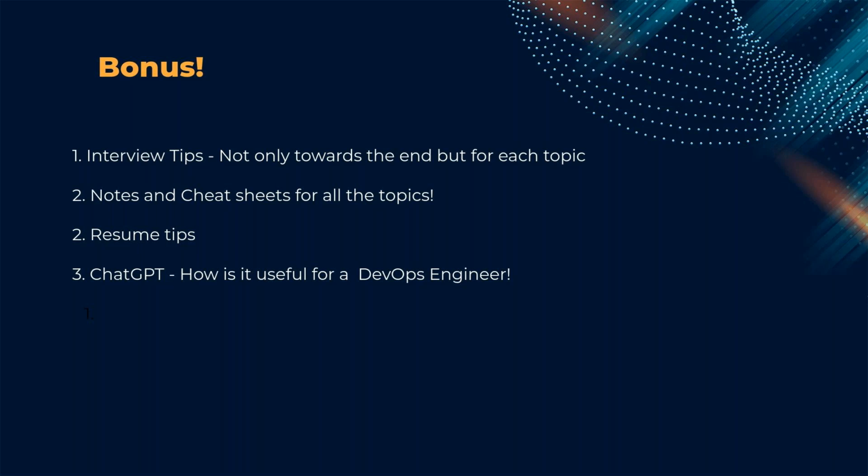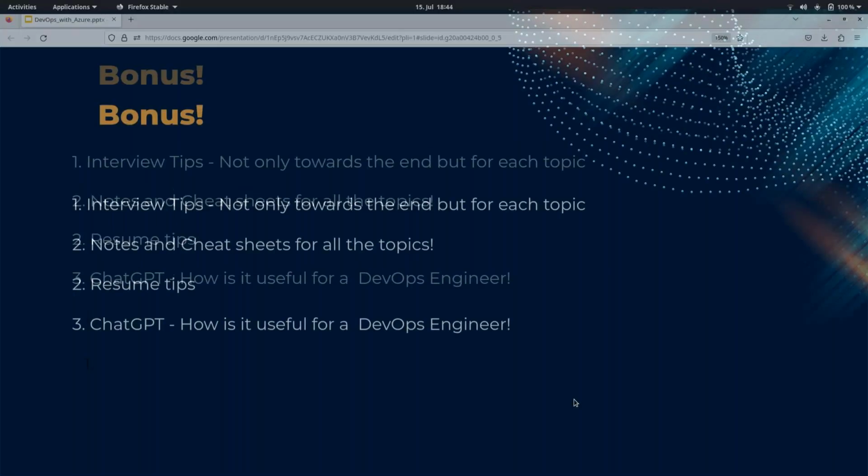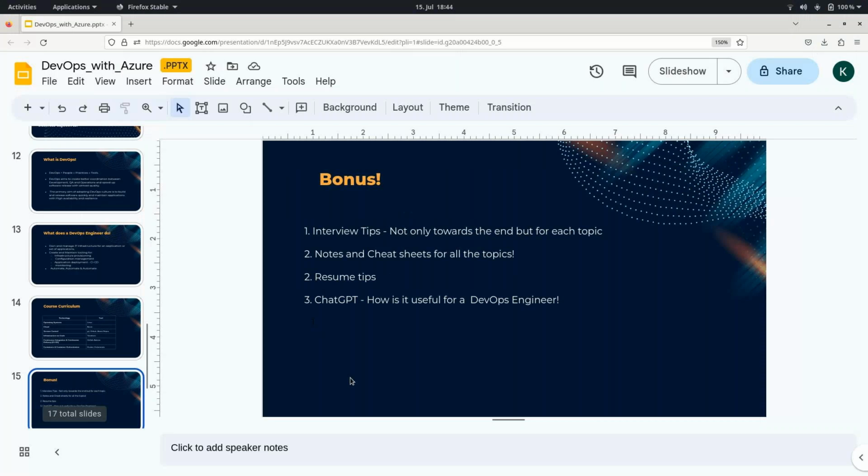Why is my numbering so off? Because I added ChatGPT and I forgot.